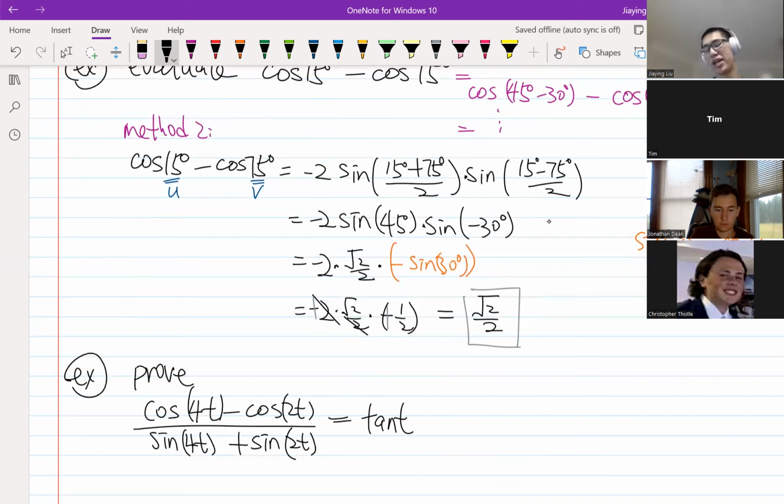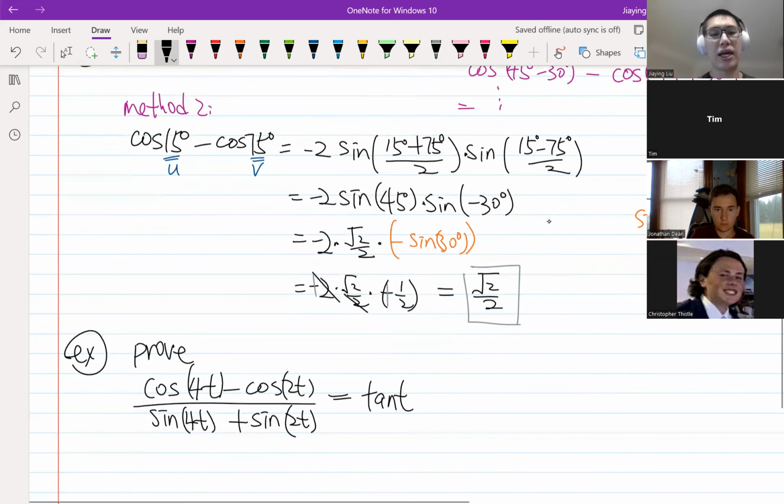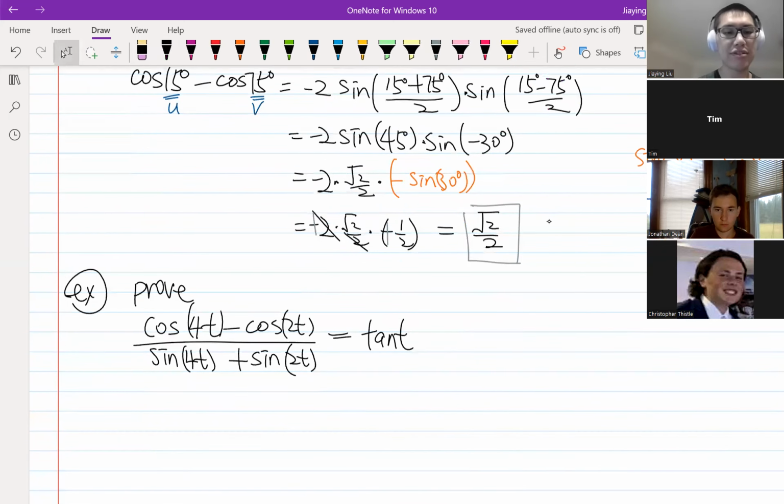Which means we cannot cross multiply. We just have to take a side and work with it. And it looks like there's a lot we can do with the left side. So let's say left-hand side equals the numerator. I'm going to use the difference to product formula.